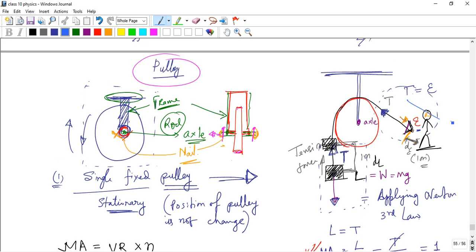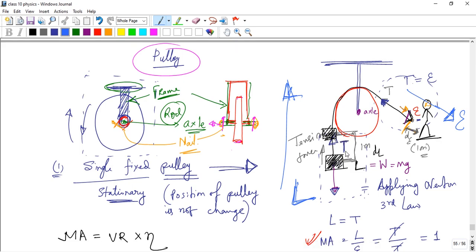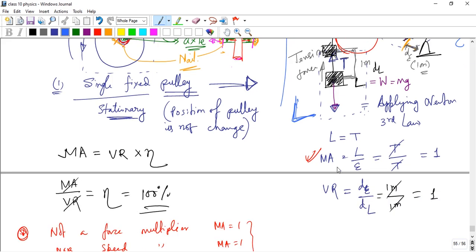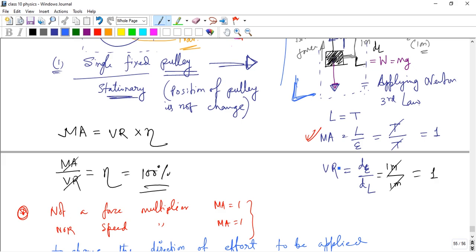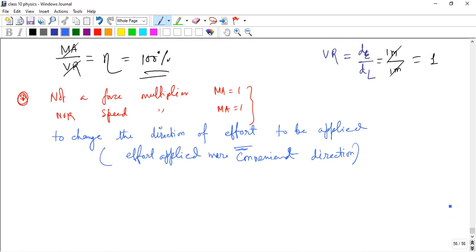If the effort goes in that direction, the load moves upward. That is the effort, and that is the load. That's very important. A maximum load can be overcome with that pulley, but actually it is not a force multiplier. So the main important point here is that direction is important. Not a force multiplier, not a velocity multiplier, not a speed multiplier. Okay, clear? The next topic we discuss is the single movable pulley.